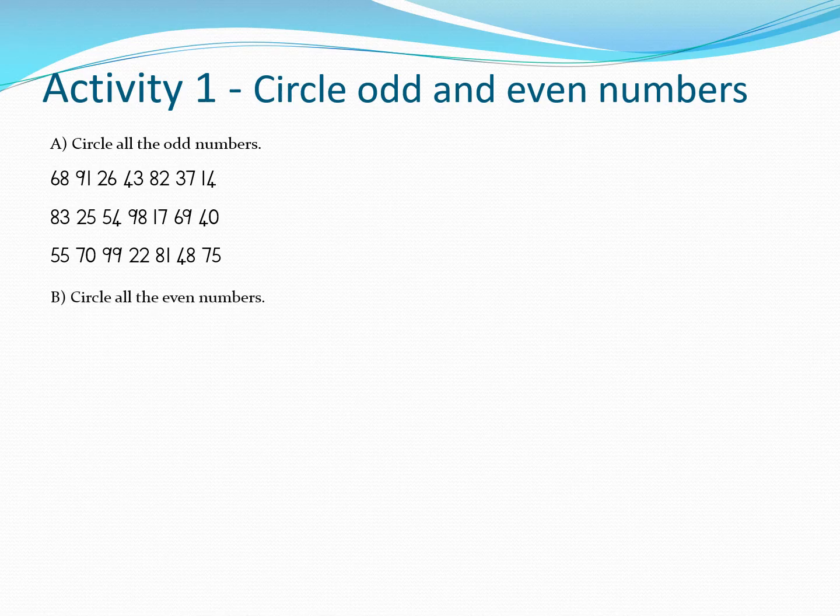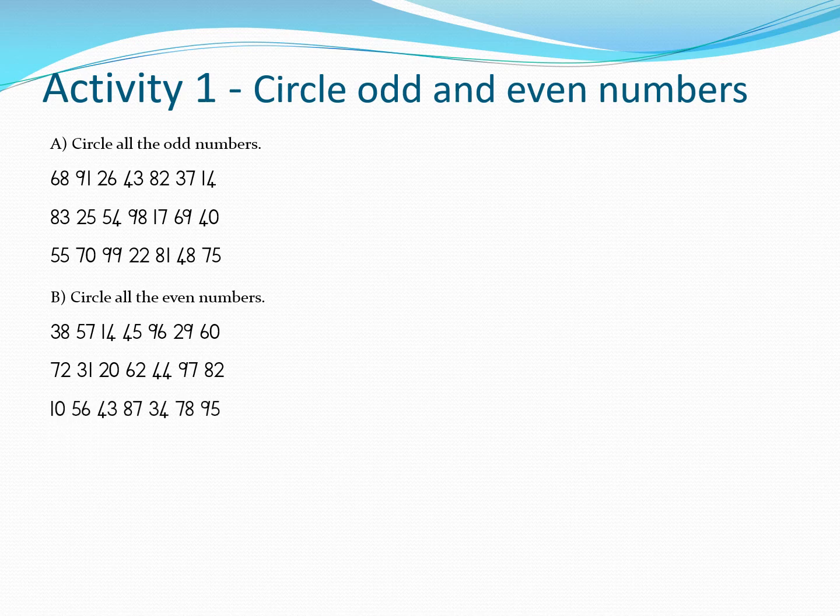Then, question B. Circle all the even numbers. Now, I know you don't have this paper, so once again, you don't need to circle it, but please go write the answers down. Remember, the numbers they give you, you must circle only even numbers. They give us 38, 57, 14, 45, 96, 29, 60, 72, 31, 20, 62, 44, 97, 82, 10, 56, 43, 87, 34, 78, and 95. Once again, pause the video, go write down the even numbers this time.